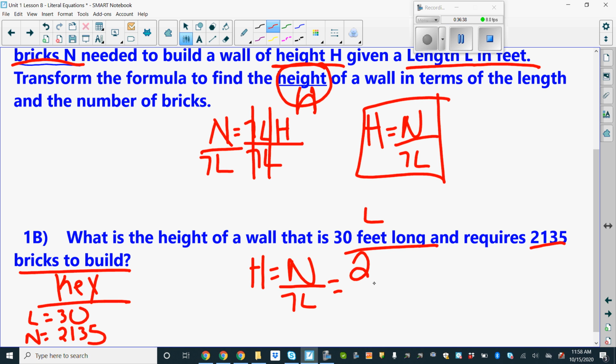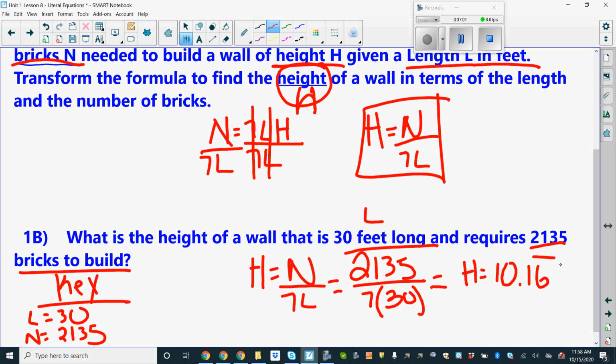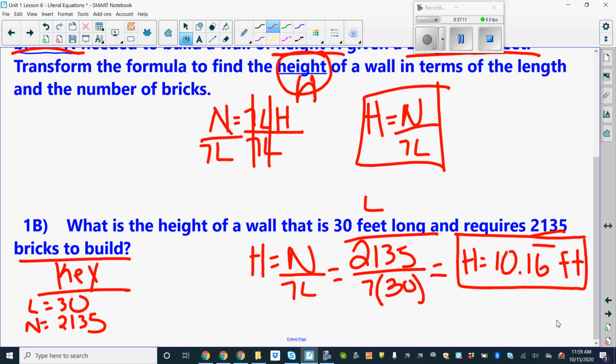N is 2,135. We still keep the 7 and multiply it by 30. When we substitute, remember you always substitute with parentheses. You can type that right into your calculator and you'll get a decimal, so H equals 10.16, and the 6 is repeating, so you put the line over it and make sure you give it its label, which is 10.16 feet. And that is your answer to that one.